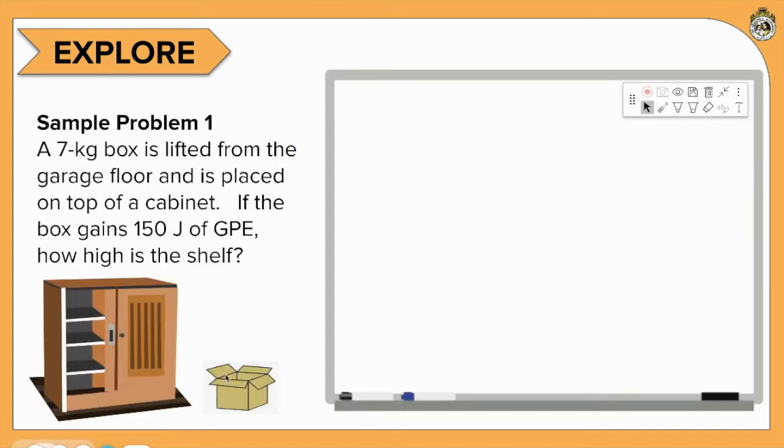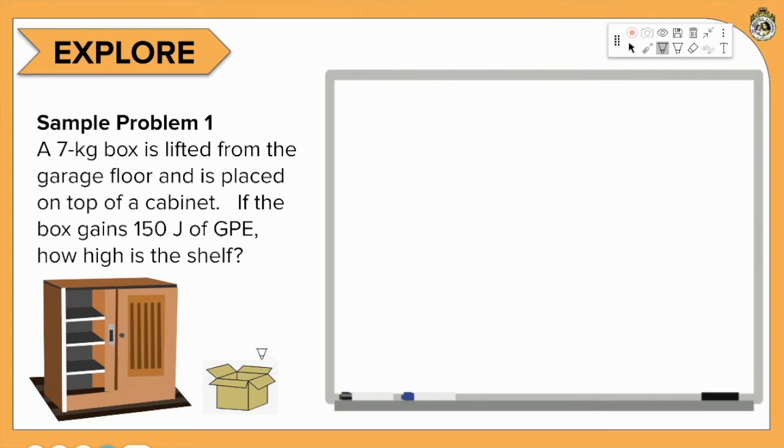All right, so let's take the first one. Sample problem 1. You have a 7-kilogram box which is lifted from the garage floor and is placed on top of a cabinet, and this is the cabinet in question. If the box gains 150 joules of gravitational potential energy, how high is the shelf?